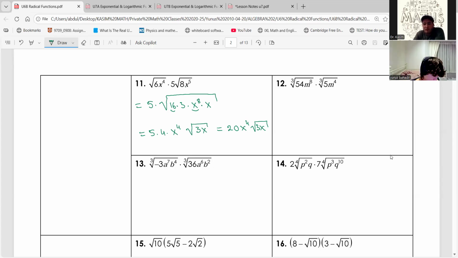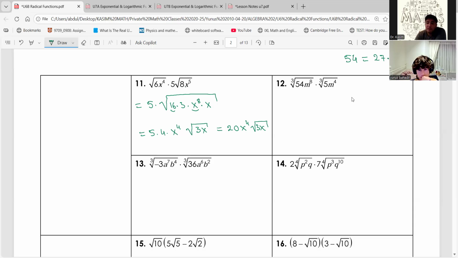You see 54, you see these numbers, they repeat a lot. That's why you have to practice numbers up to 1000. What is 54? How do you write 54? Well, you can do 6 times... no, wait. 2 times 27, right? Because 27 is a perfect cube. 3 cubed times 2.